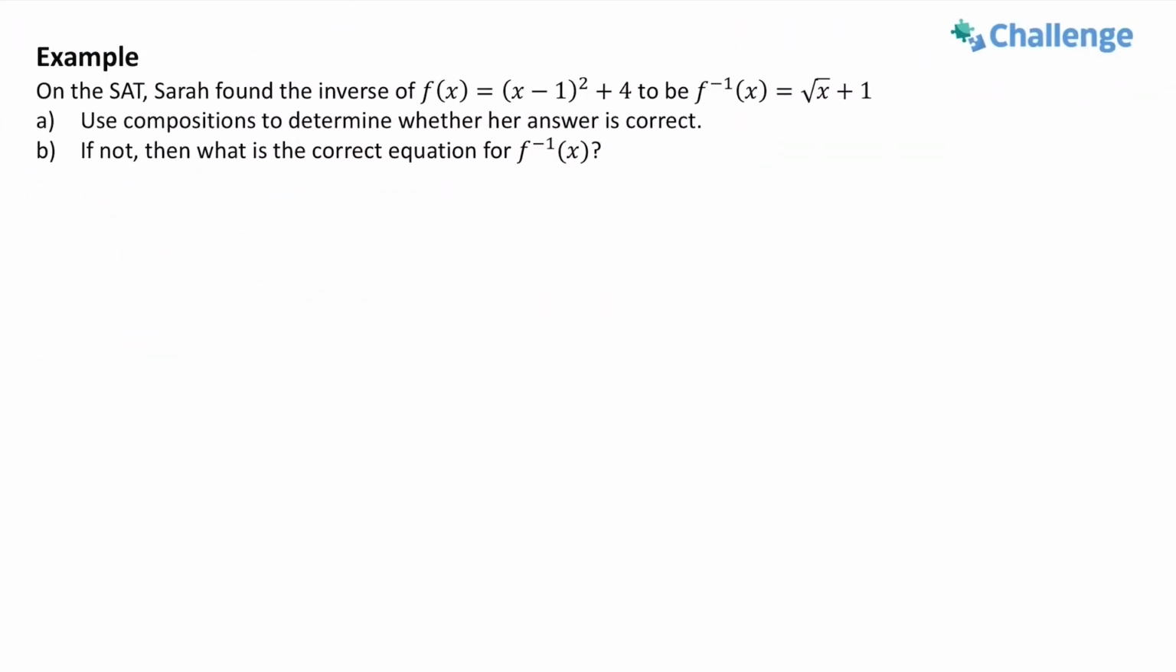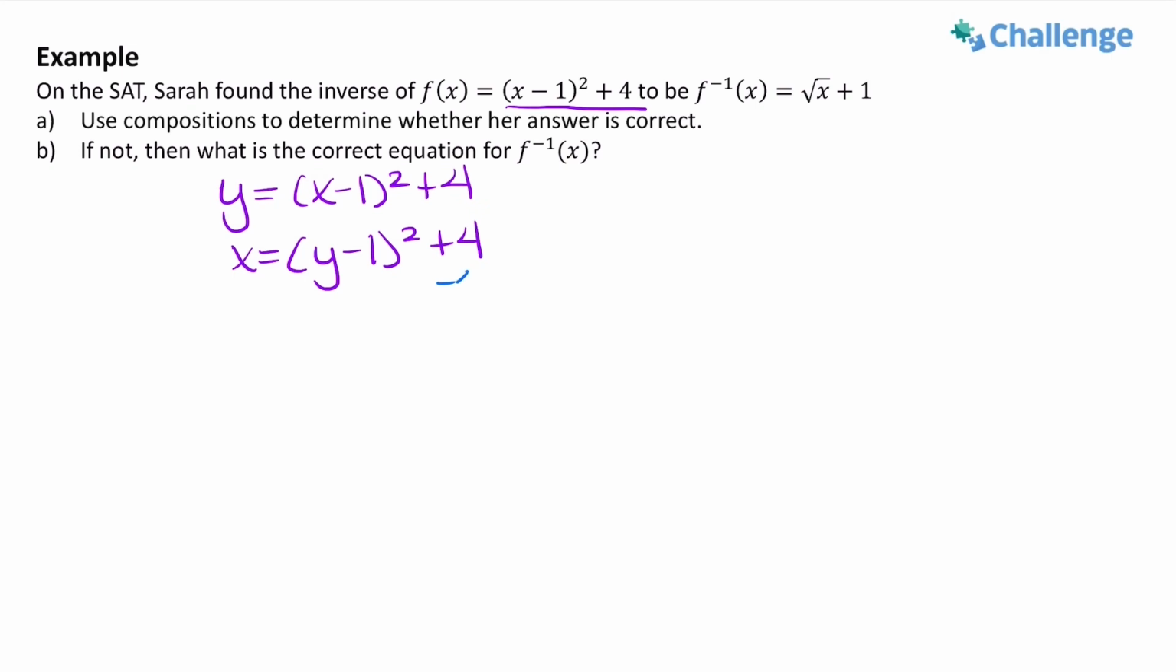So let's go ahead and correct this and figure out what is the inverse. Okay, so we have our f of x, which equals (x minus 1) squared plus 4. So I'm going to call that y, right? So I have y equals (x minus 1) squared plus 4. And then I'm going to switch my x and y. So I have x equals (y minus 1) squared plus 4. Okay, so now I need to work my way from the outside in until I solve for y. So I'm going to start off by subtracting 4 from both sides, and then I'm going to get x minus 4 equals (y minus 1) squared.